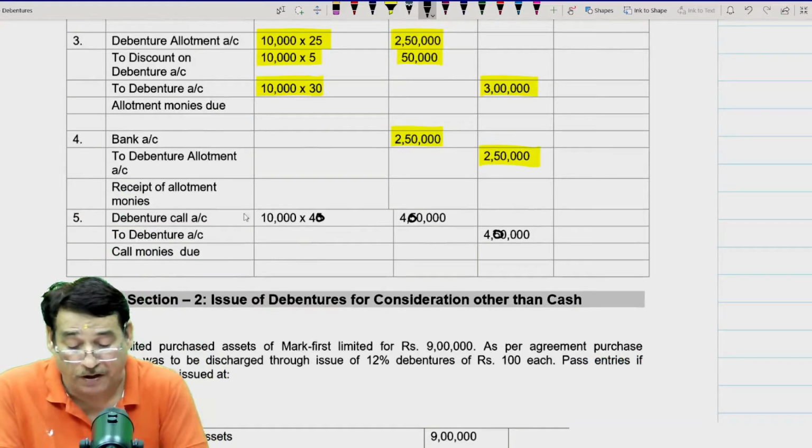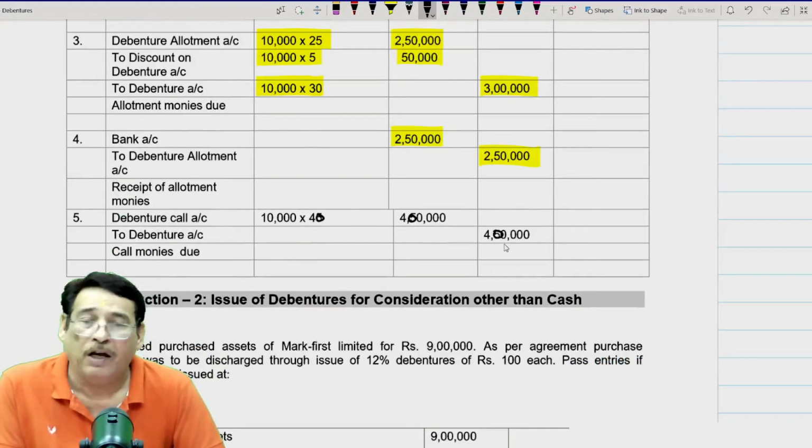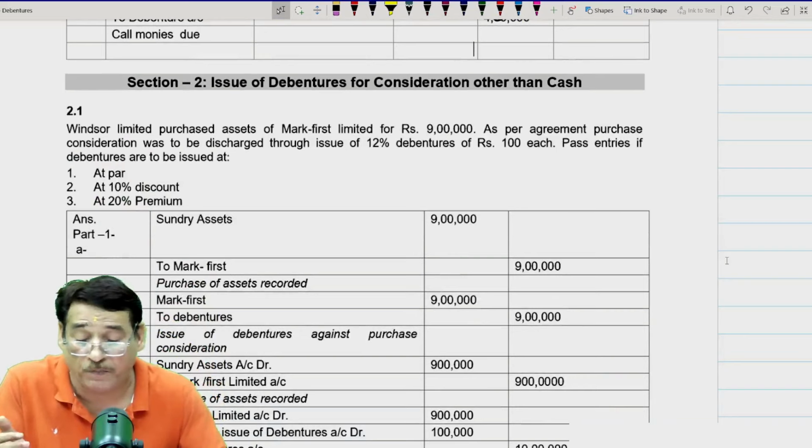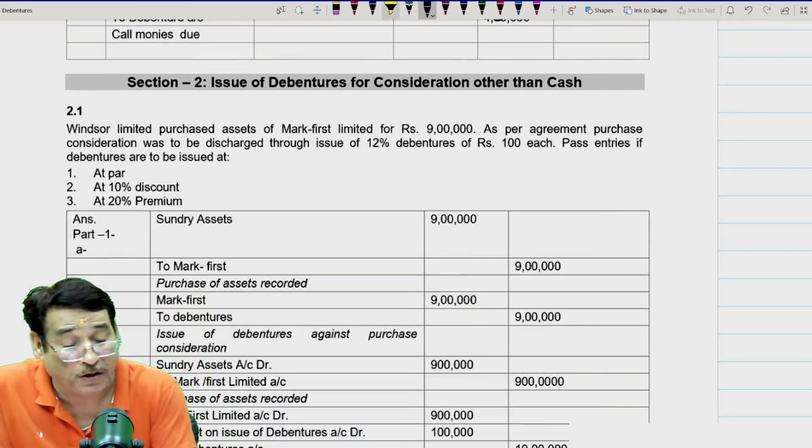This will be your entry: debenture call account debit to debenture. And then you can pass the entry: bank account debit to debenture call account, 4 lakh, 4 lakh. So these are simple questions just to open the chapter. Now we come straight to the point.